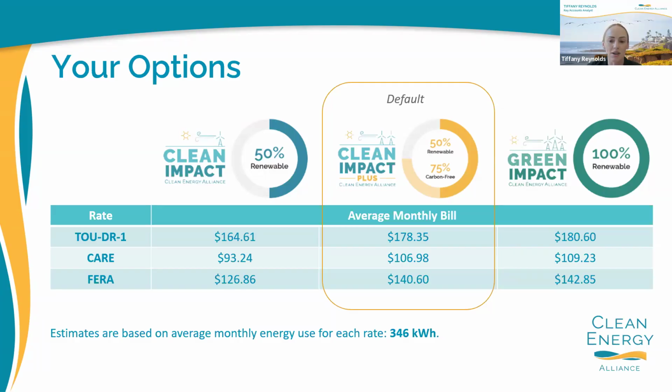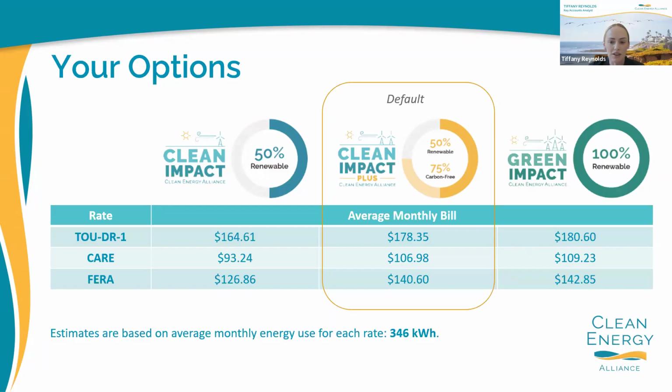Customers can select our base product, which we call Clean Impact, and receive 50% renewable energy. They can select our Clean Impact Plus, our mid-tier product, which is 50% renewable and 75% carbon-free. Bonus points if you happen to know what carbon-free means. And then for those who are especially passionate about sustainability, you can also opt up to our 100% renewable energy product, which is our Green Impact Power product.